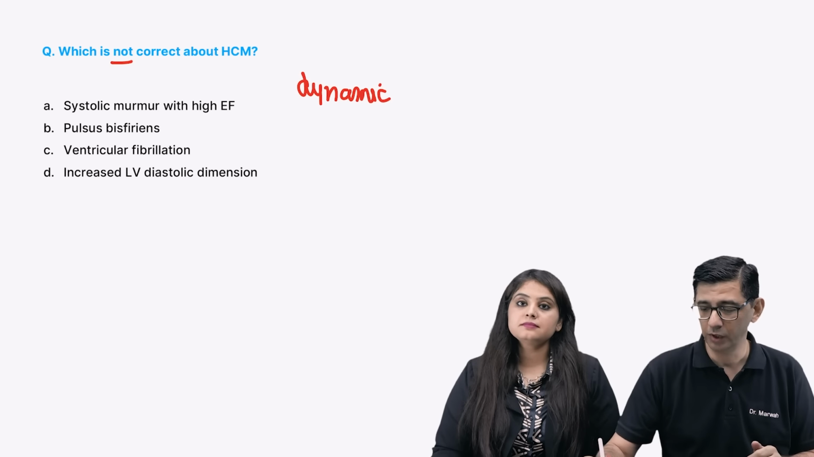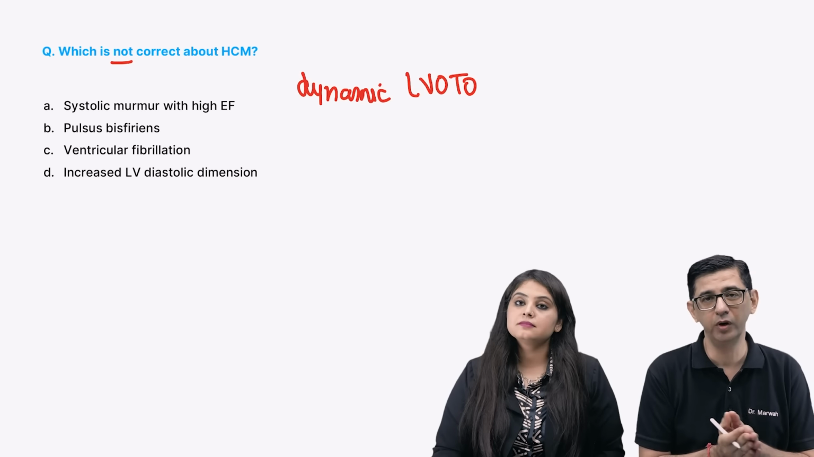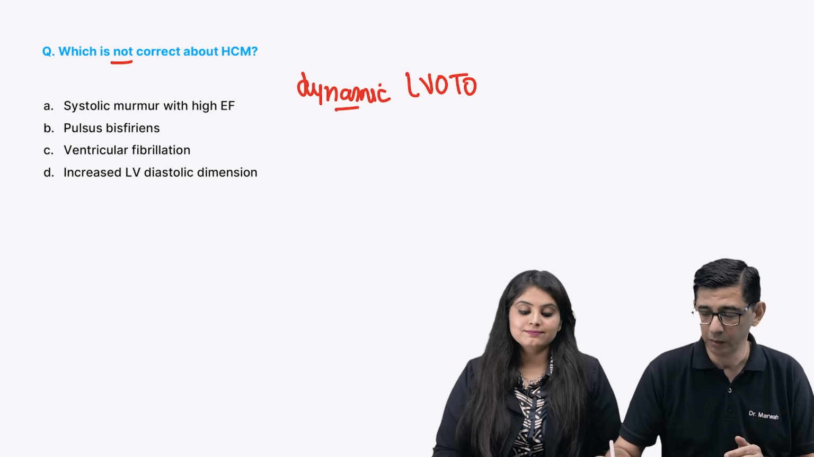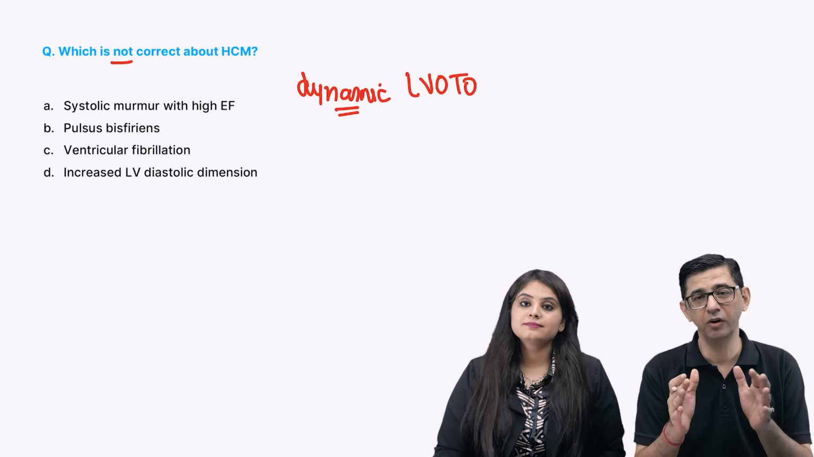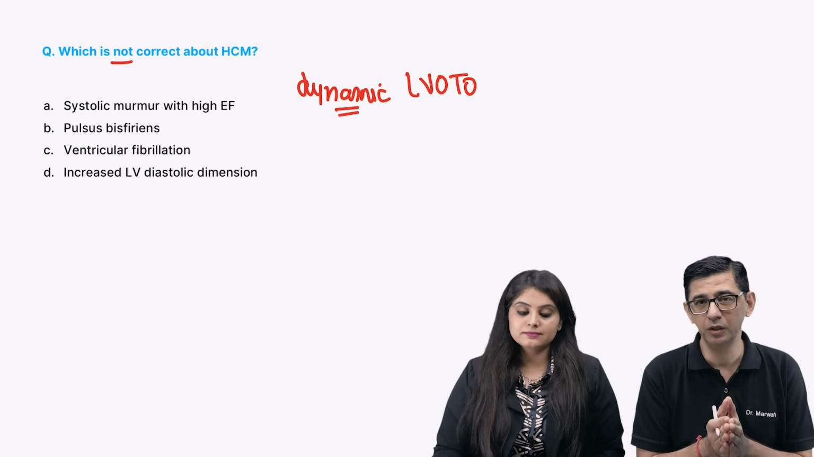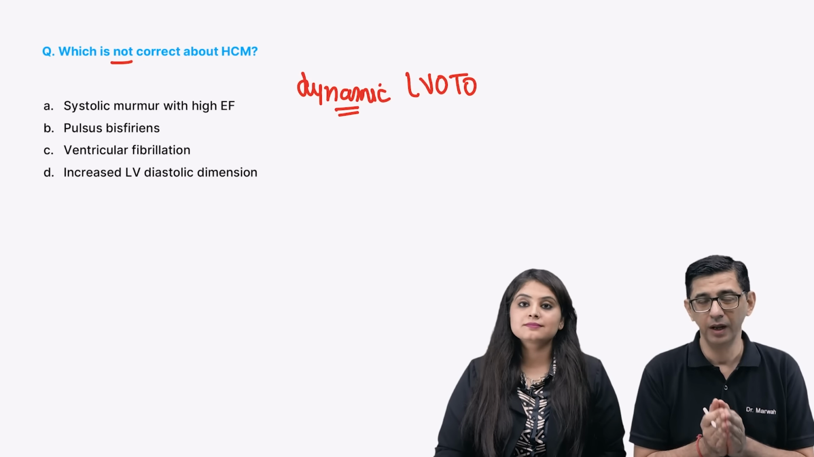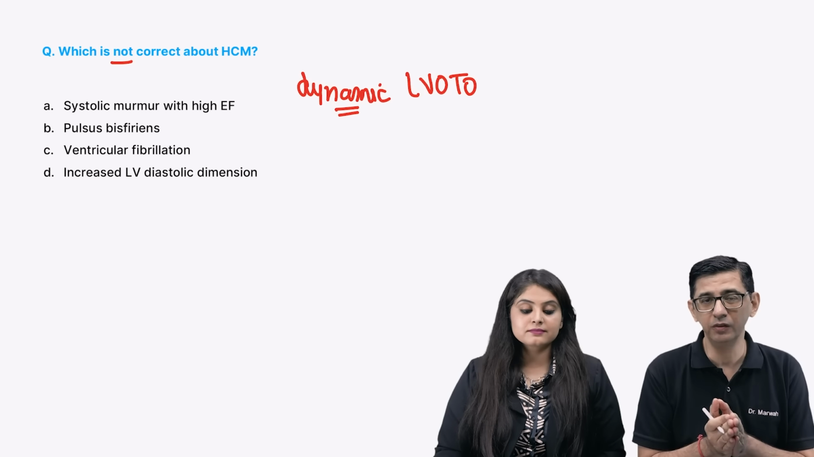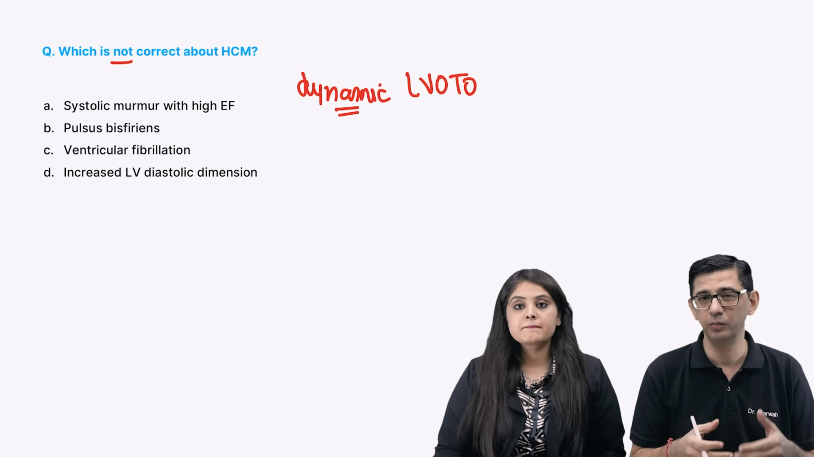So the technical term that we read for this is always LVOTO, that's a left ventricular outflow tract obstruction. Why we're saying dynamic here is because during the phase of contraction, there's going to be squeezing, a limitation of the exit of blood out of the heart, and therefore there would be a decrease in the ejection velocity of the blood while the blood is going out.